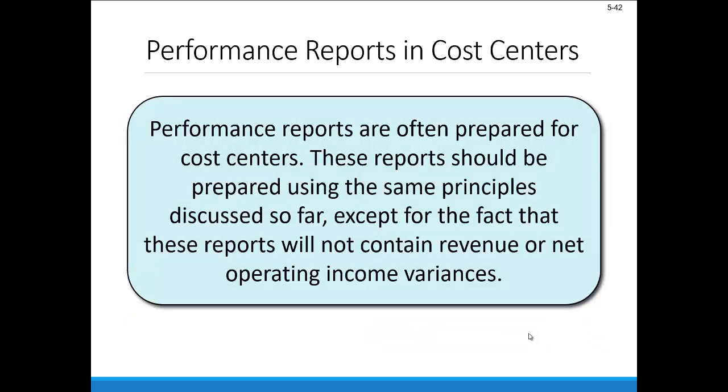Similarly, we can do performance reporting for cost centers. And a cost center, we haven't really defined that term formally. It's just a part of the organization that only has costs, so it doesn't generate revenue. Things like information technology support, finance, legal, human resources, all necessary parts of doing business, all important parts of the organization, but they don't generate revenue. So we can still do performance reporting for them. We just wouldn't have revenue line items, so we wouldn't have net income line items either. It would just be those cost line items.